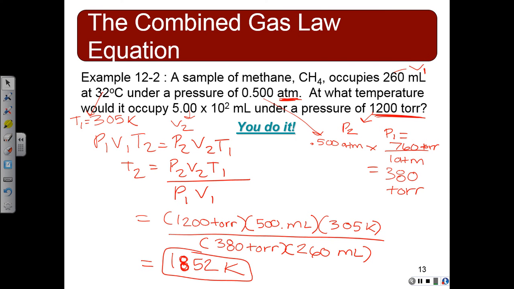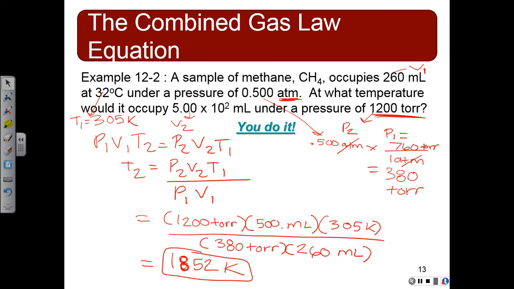Okay, to do that we just use a simple conversion. So there's 1 ATM for every 760 torr. So ATMs cancel. So if you're going from ATM to torr, you multiply times 760. Okay, if you're going from torr to ATM, you divide by 760. ATM is always going to be the smaller number. You're going to get a smaller number than you start with. So we get 380 for our P1.